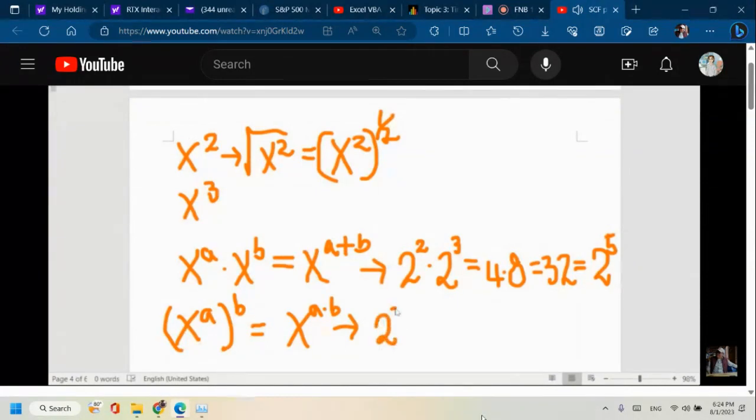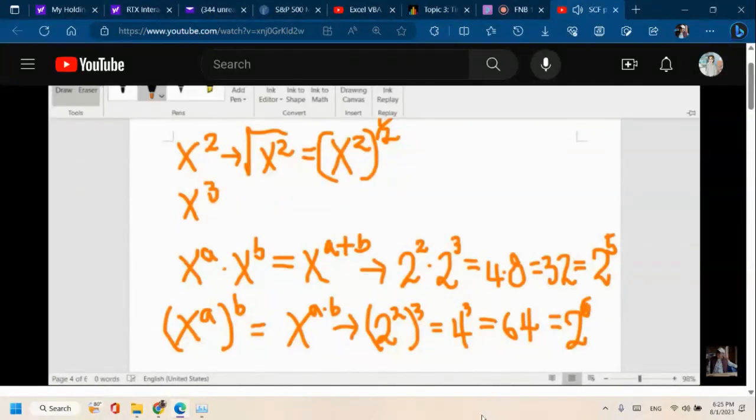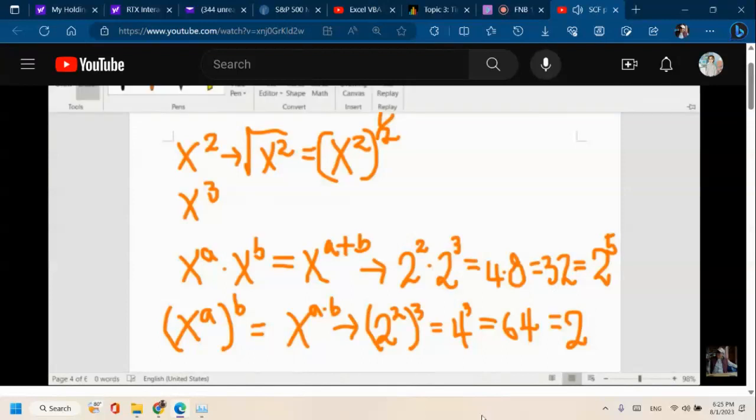You have 2 squared, raise it to the 3rd power. What's it going to be? It's 4 to the 3rd power, which is 4 times 4 times 4, right? It's 64. That's 4 times 4 squared, which is 16 times 4, 64, which is exactly 2 to the 6th power. You can verify easily. So this rule works.